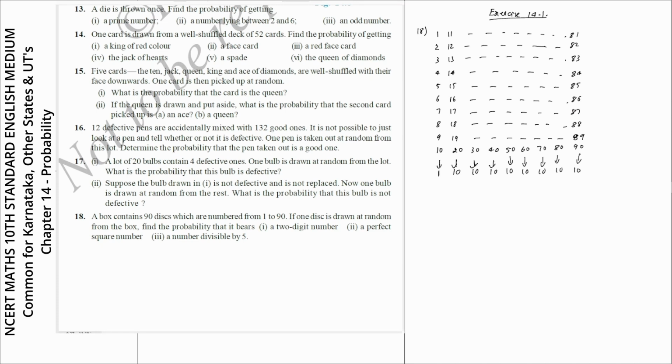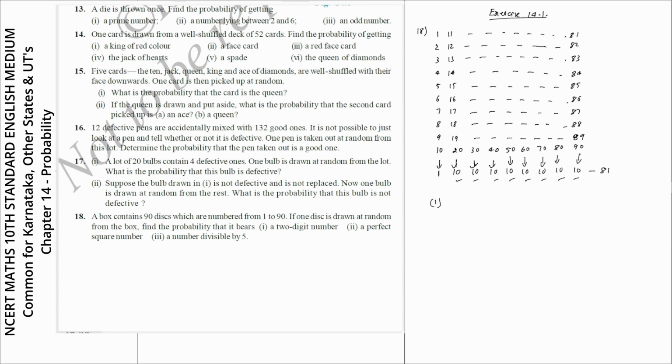So if we sum up all this, how much do we get? This is 1 2 3 4 5 6 7 8. So 8 nines plus 9 is 81. Okay, 81 two-digit numbers are there.